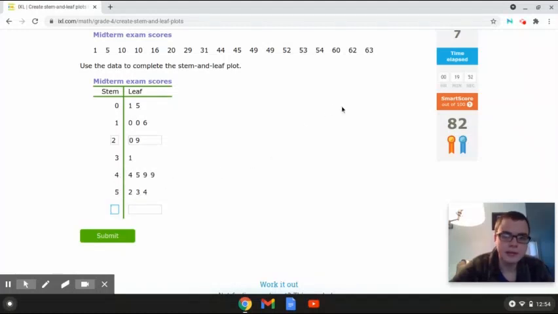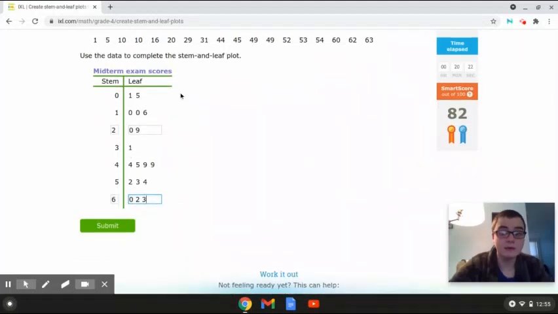All right, so this last part of the stem and leaf plot for this table, we're looking at the 6s. So if we look here, this is going to be 6 for the stem. And if we look above here, we're given 3 numbers that fall within this category. So this is going to be 0, which will become 60, 2, which will become 62, and 3, which will become 63. So this is the completed stem and leaf plot for the midterm exam scores. And that is how to solve this problem.